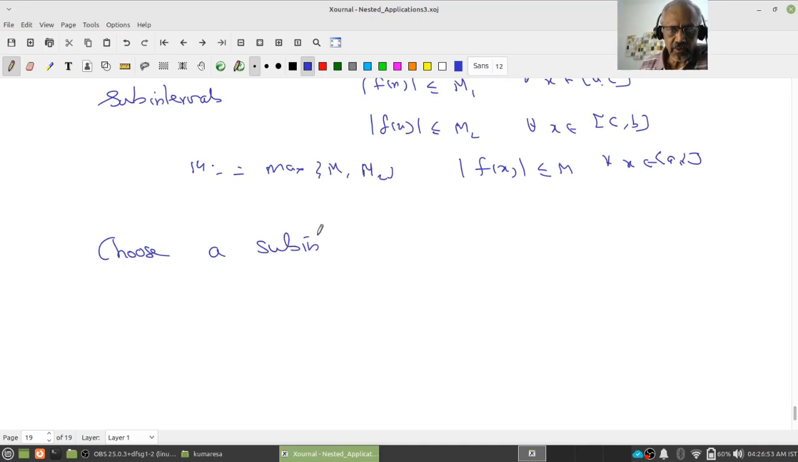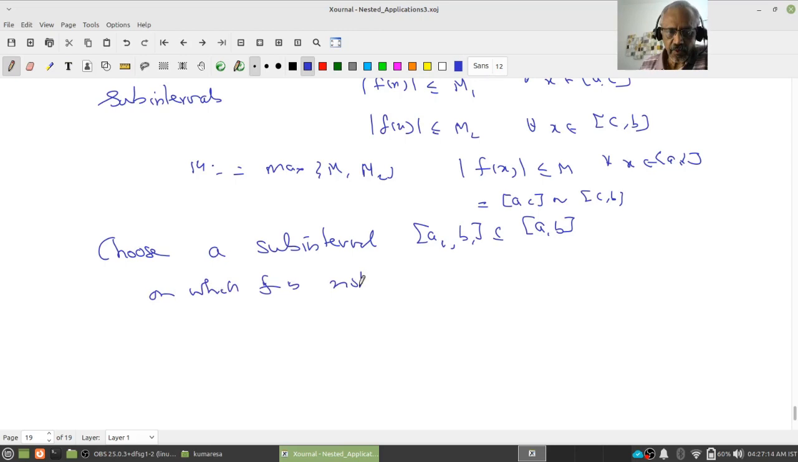Choose a subinterval. If there are both, then choose one of them. Well, okay, [a1,b1] of [a,b], that is, this is either of the form [a,c] or of the form [c,b], on which f is not bounded, and call it J1. Okay, so what are the properties of J1? J1 is a subset of J0, and length of J1 is half of length of J0, which is b minus a, and f is not bounded on J1.